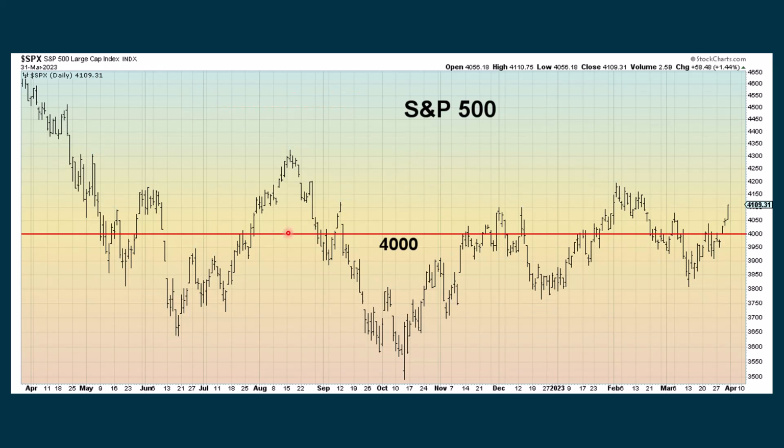This is another chart that I created. It seems like we spent a lot of time around the 4,000 level. We go a little bit above it, then a little bit below, above, below, above, below. We've chopped right around this level for a significant period of time.